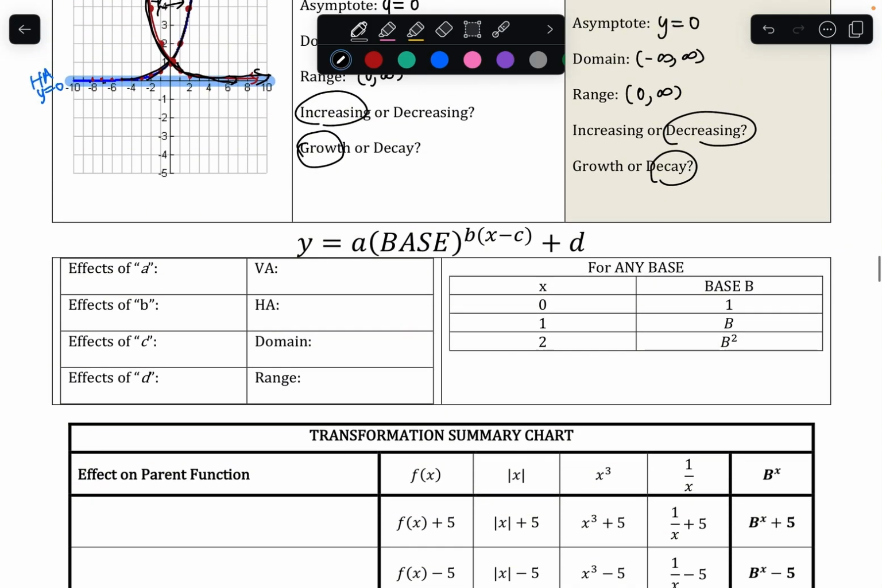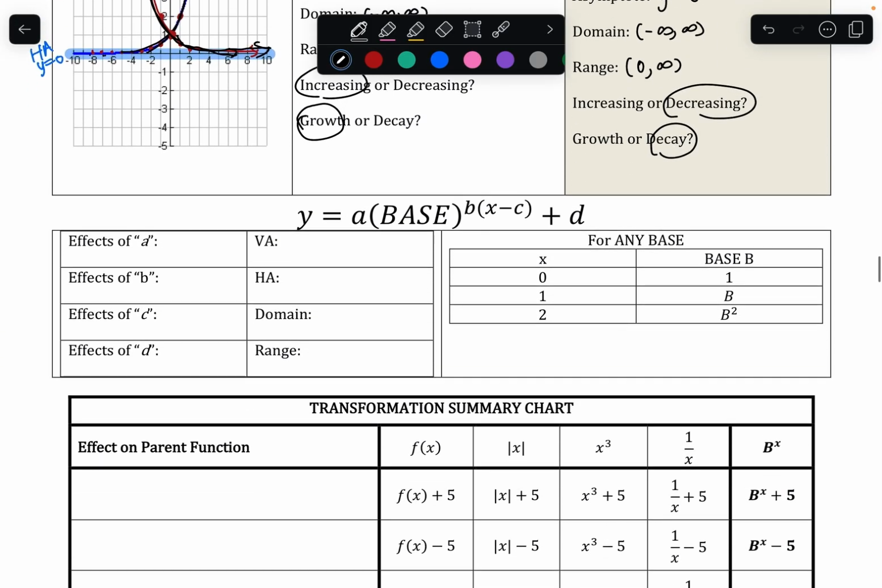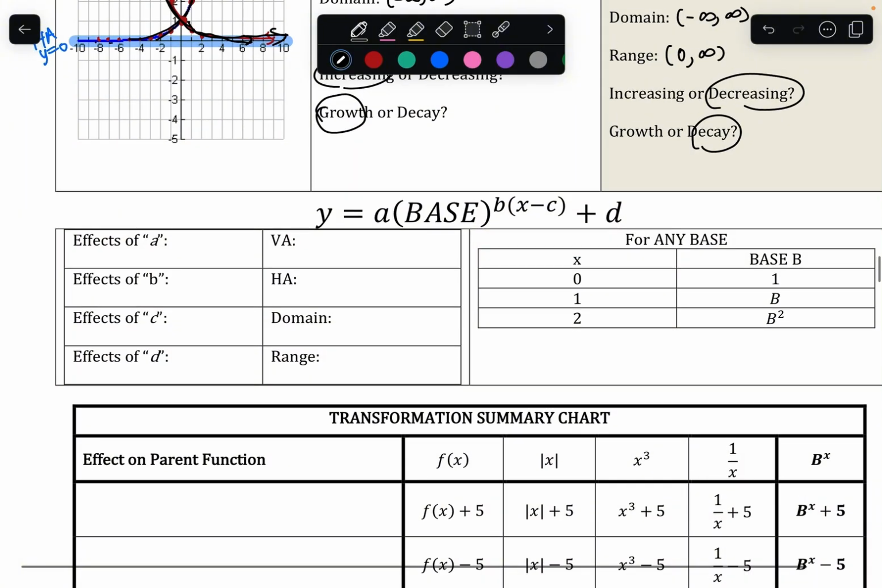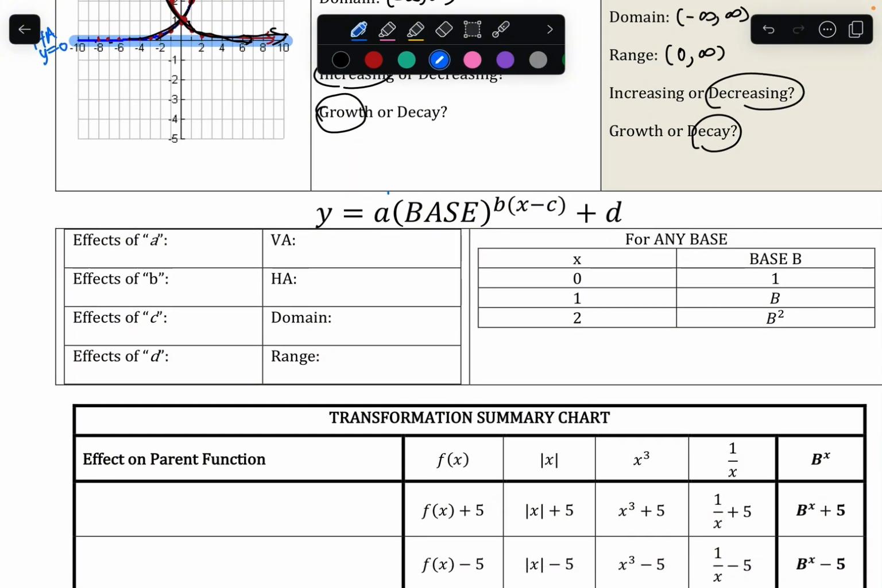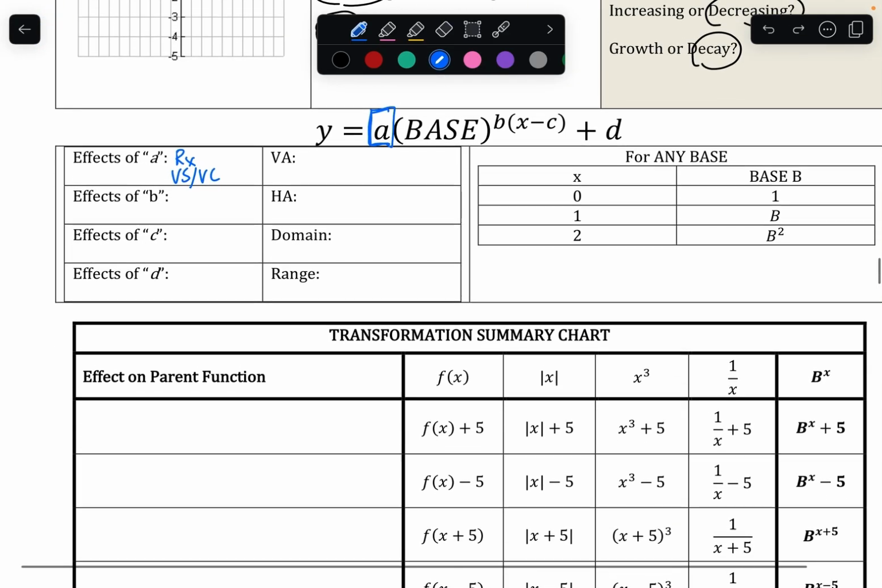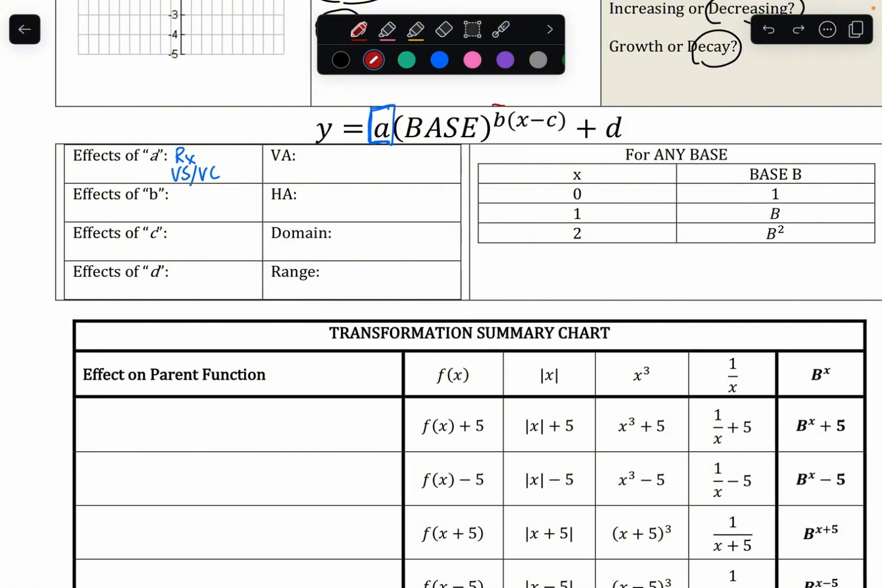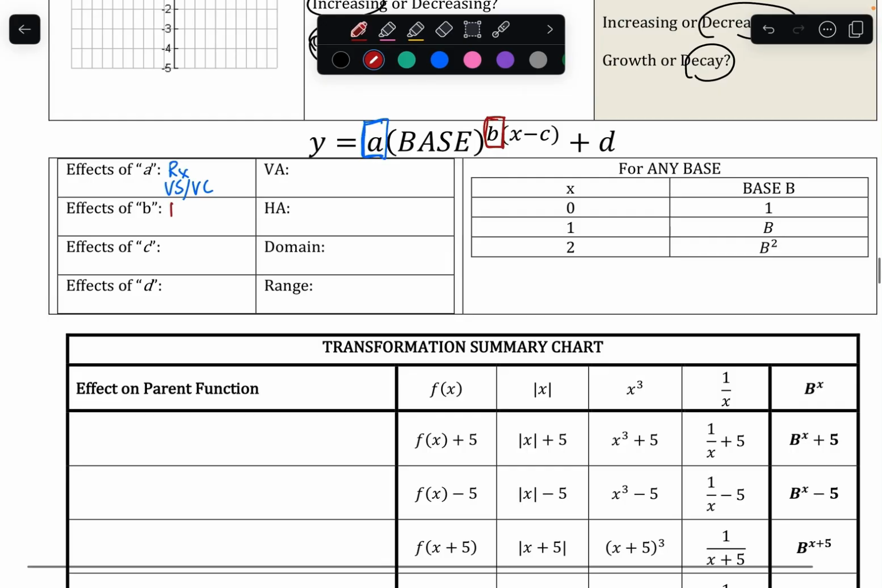Okay, and so now we're going to talk about all our other transformations other than just that reflection. We have a value in front. That's a reflection across the x-axis if it's negative. It's also your vertical stretch and vertical compression. So reflection across the x-axis, think of that as your vertical reflection. You would be below the asymptote. So pay attention to that. Okay, and then B would be this value. Don't confuse that with base. B is your reflection across the y-axis, so that would switch you to decay.